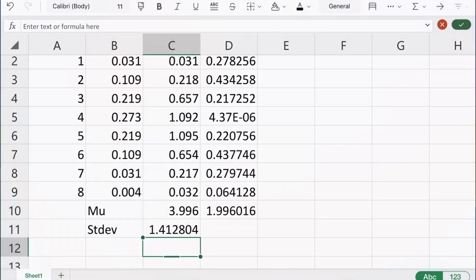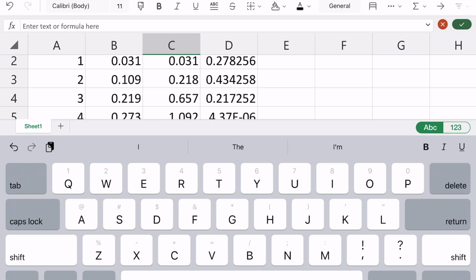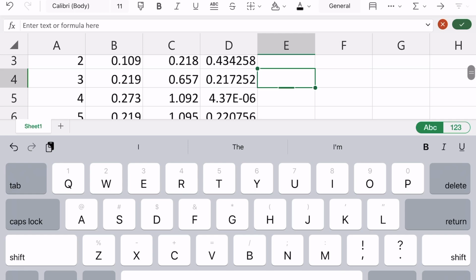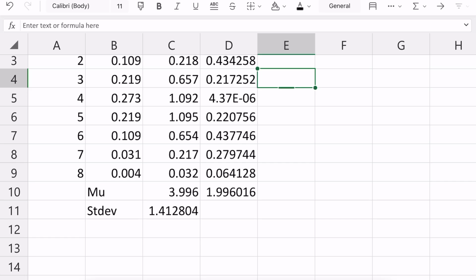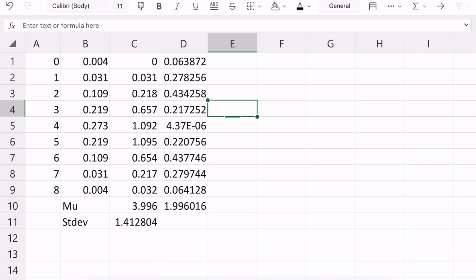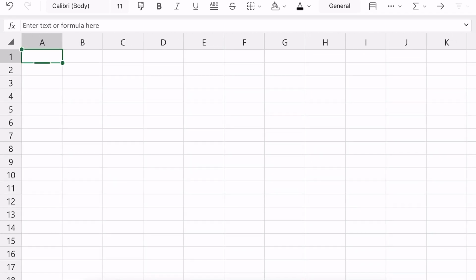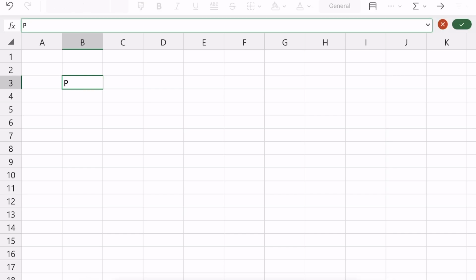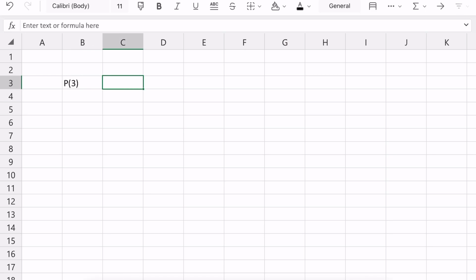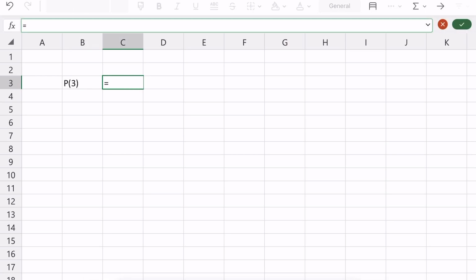So I'm going to go ahead and open up Excel. I've got this old example. Let me get my keyboard out. Okay, so there's an example from before. I'm going to go ahead and get a new sheet here. All right, now I want to use the technology to find P of 3 as before. And so what I'm going to do, I'm going to hit equals, and then I'm going to type binomial, BI.